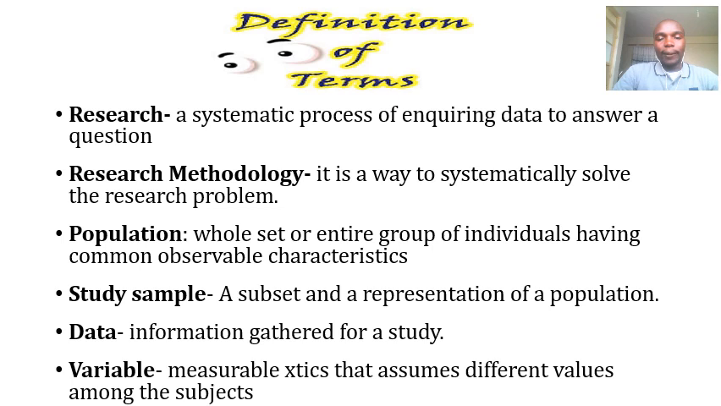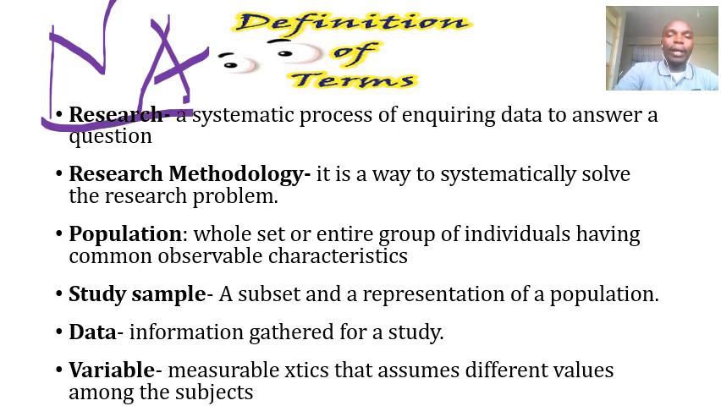Another one is variable. A variable is a measurable characteristic that assumes different values amongst the subjects. So for example, you'd want to do a nutrition assessment. You are doing a nutrition assessment amongst children under 5 years.